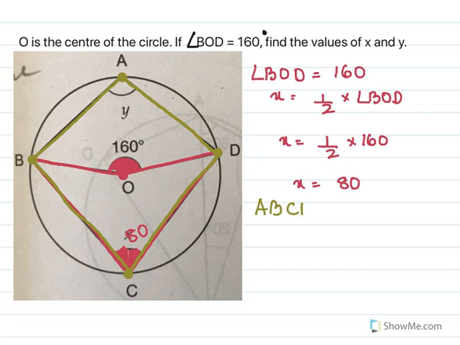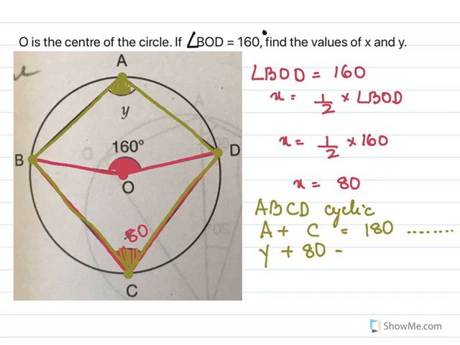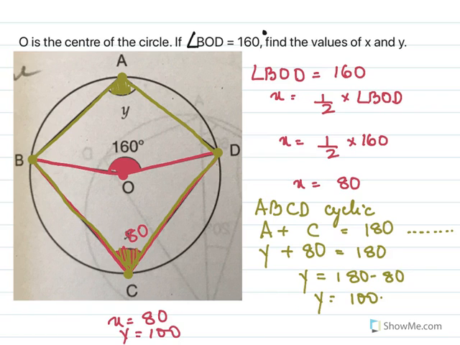So A, B, C, D is cyclic. So opposite angles are 180. Angle A plus angle C equal to 180, and you need to write the reason: opposite angles of a cyclic quadrilateral are supplementary. So our A was Y and our C is 80, equal to 180. So Y will be 180 minus 80, and Y will be 100. So in this sum we have X equal to 80 and Y equal to 100.